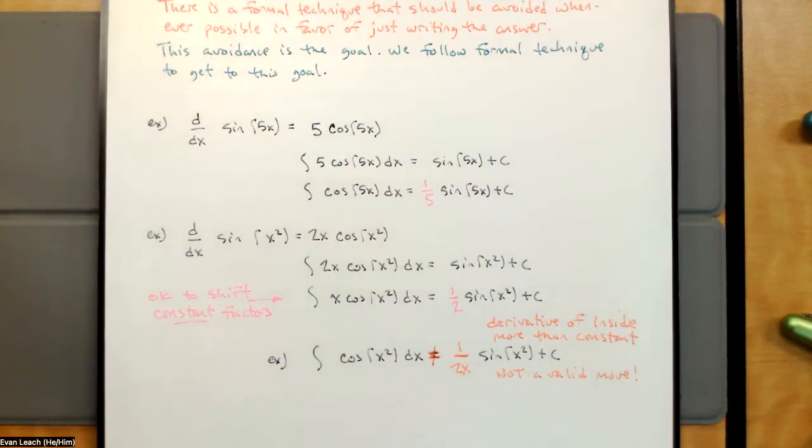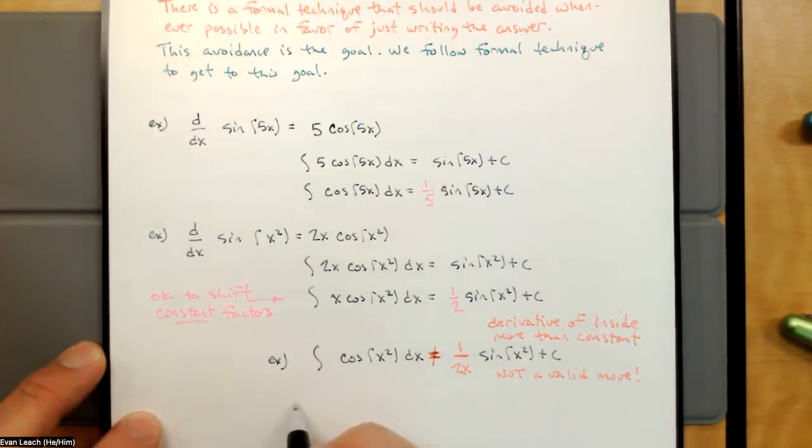This is not a valid move. So when we have the integral of x cosine of x squared, 1/2 sine of x squared. That 1/2 is because we can get rid of constants. We can move the constants around, but we can't just divide by the derivative of the inside. If we think about the derivative, this statement says that the derivative of sine of x squared over 2x is cosine of x squared, and we know that that is not the case.